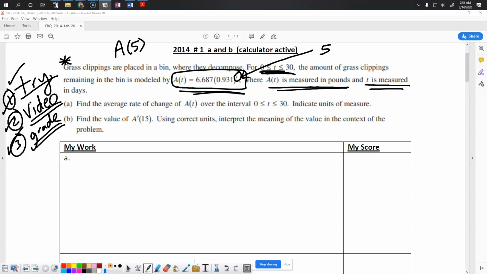It says, find the average rate of change. Uh-oh, that sounds really familiar. Over the time interval 0 to 30, indicate the units of measure. Okay, so let's go ahead and analyze it. So what is an average rate of change? Average rate of change is the slope of the secant line.